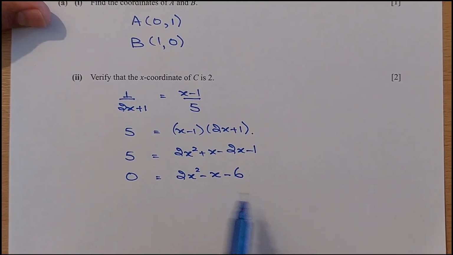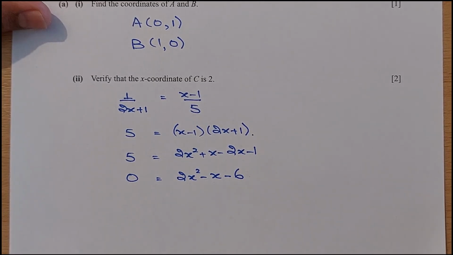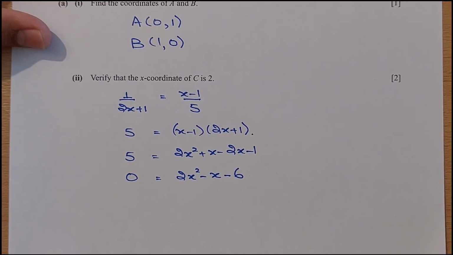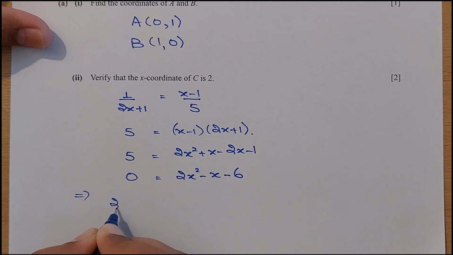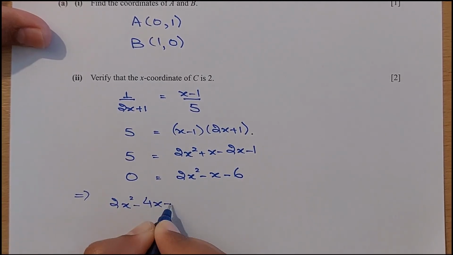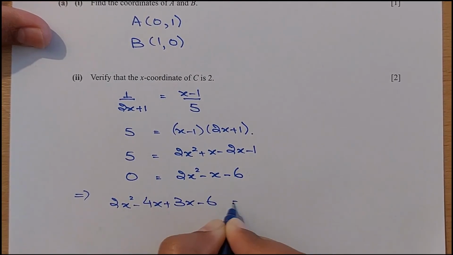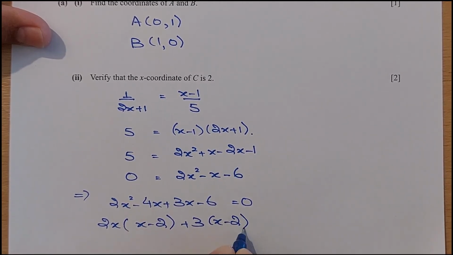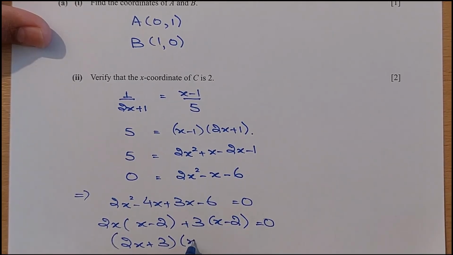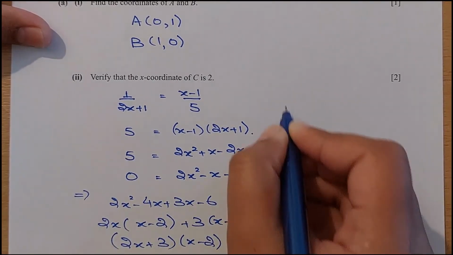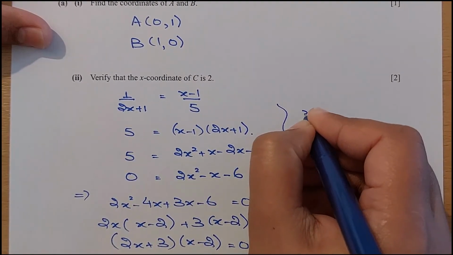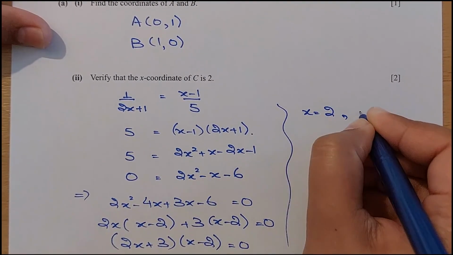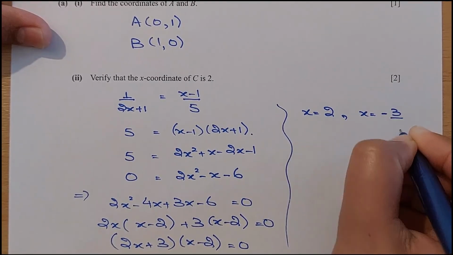So this looks like a quadratic equation. Let me do the factorization. 2 times 6 is 12, and 4 times 3 is 12. So we have 2x square minus 4x plus 3x minus 6 equals 0. So 2x is common, and 3 is common: 2x times x minus 2 plus 3 times x minus 2 equals 0. So the factors are 2x plus 3 and x minus 2. Substituting both values separately, we have x equals 2, and x equals minus 3 divided by 2.